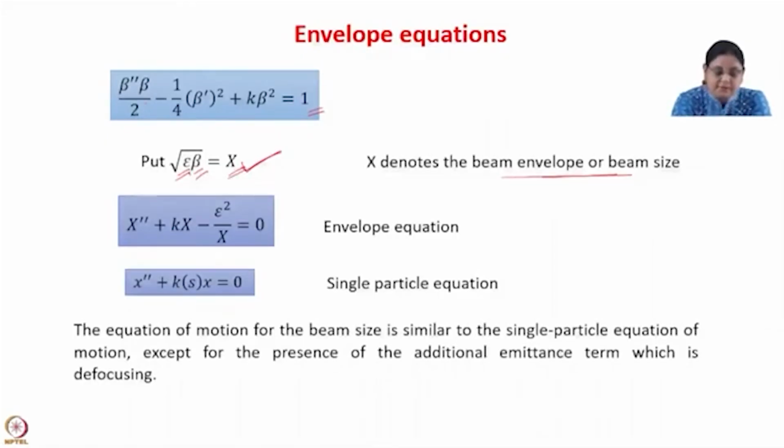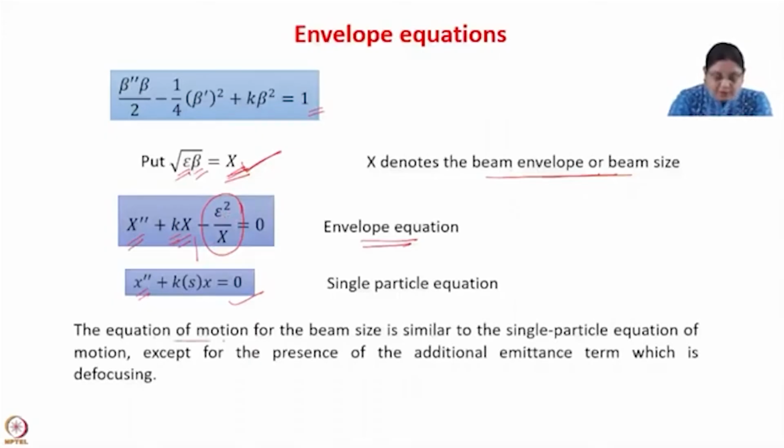So we put this, and if we substitute it in this expression and simplify, we get an expression in terms of capital X, where capital X is the beam envelope or beam size. So we have X double prime plus Kx minus epsilon squared over X cubed is equal to 0. Now here you can see K is the force due to the quadrupole or whatever is the externally applied force. And if you compare it with the equation of a single particle, which is in small x, we see that these two expressions are similar except for an additional term in the envelope equation, which is in terms of the emittance, and it is defocusing.